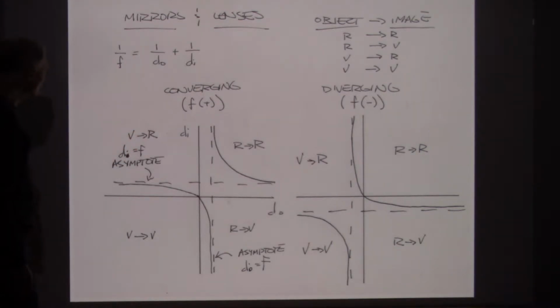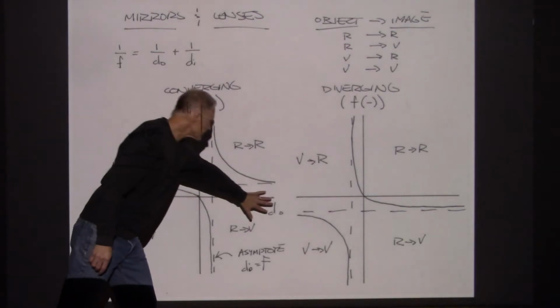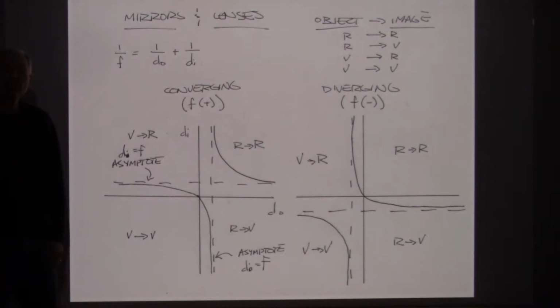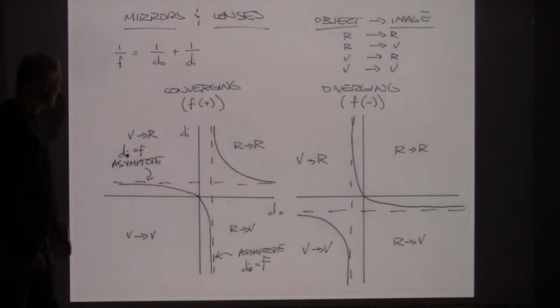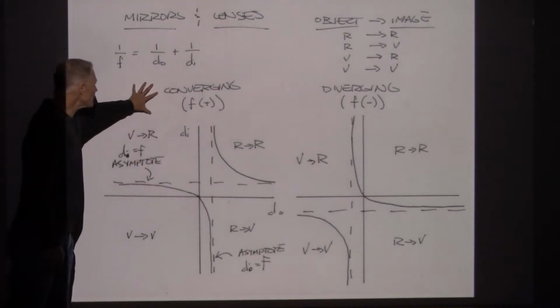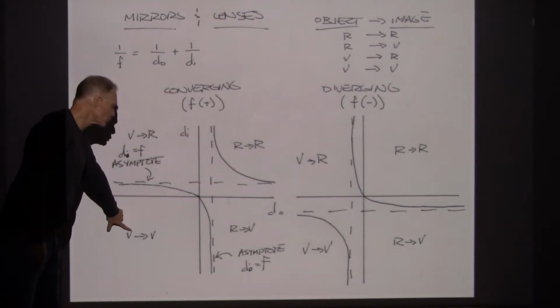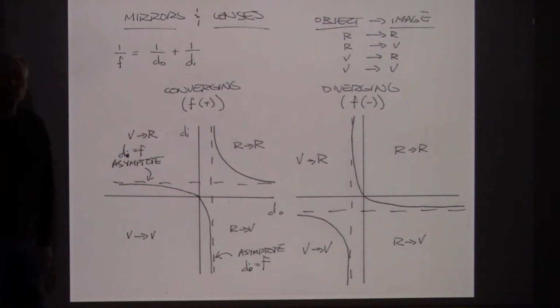And that means that you could have object distances that are negative. You could have virtual objects. And in that case, we can also look and see what the solutions are. So for converging lenses, everything can happen, except I can't go from virtual to virtual, because it's a converging lens.